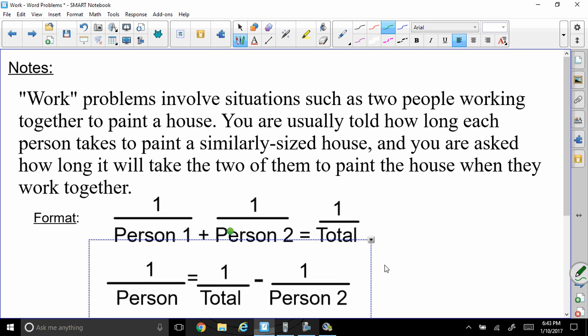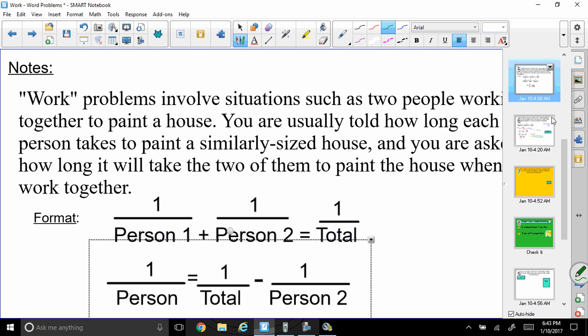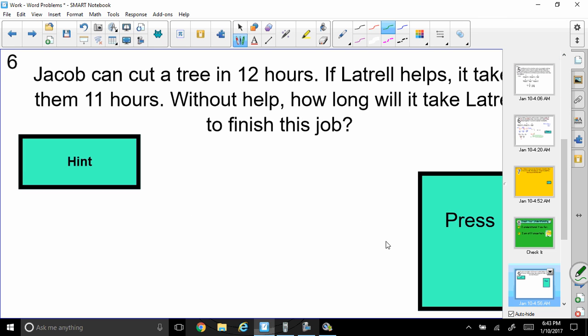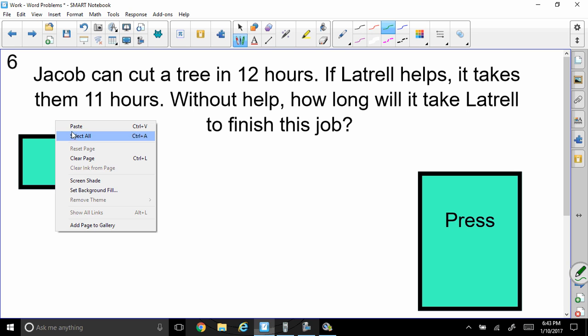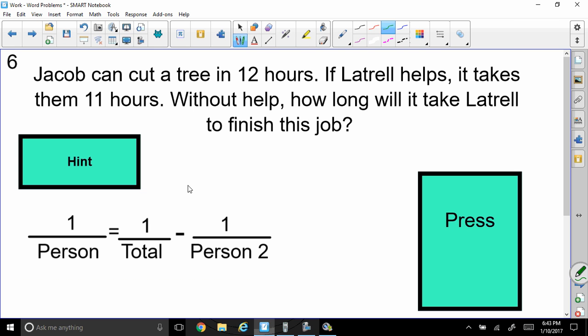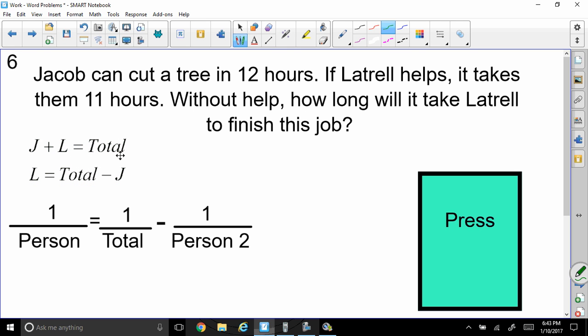Let's group that and copy that formula and bring that down there to Latrell. Okay, so let's paste that in. So here's our formula we'll be using to help us out. So Jacob's not going to help him. So how long will it take Latrell? Well, if we look at it, Jacob plus Latrell is the total. Latrell is going to equal the total minus Jacob, but we're using this formula. Remember, it's 1 over that person.